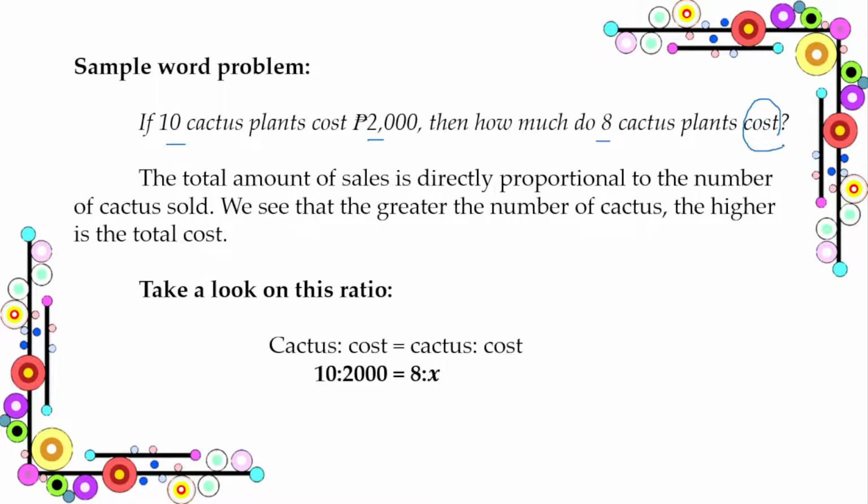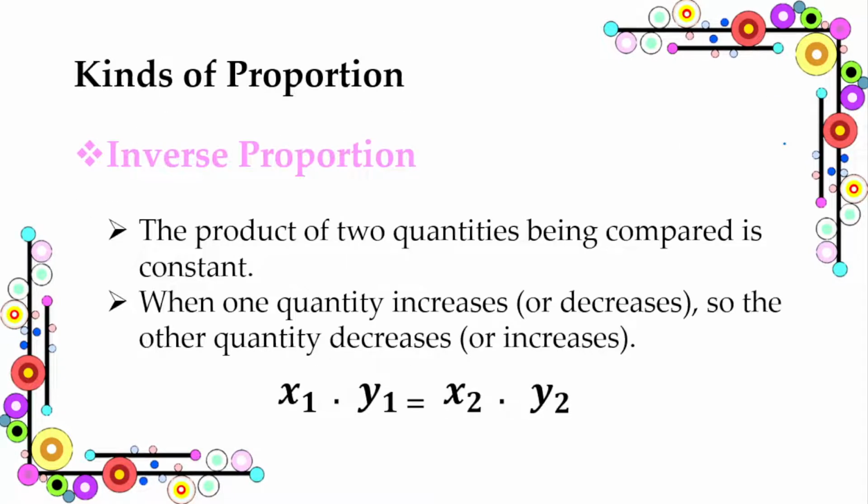Okay? So as you can see here, if 10 cactus plants cost 2,000, it is expected that the cost of 8 cactus plants will be lesser than 2,000. In the problem, the number of cactus plants and total cost are directly proportional. Hence, the more cactus you buy, the higher the cost will be, or the lesser cactus you buy, the lower the cost. So that is the direct proportion.